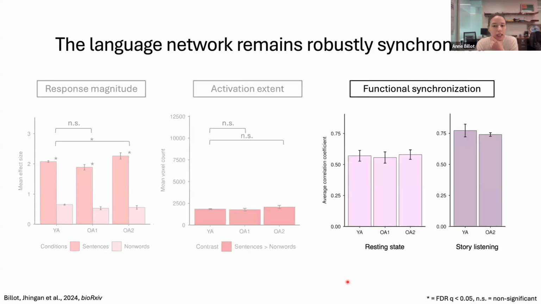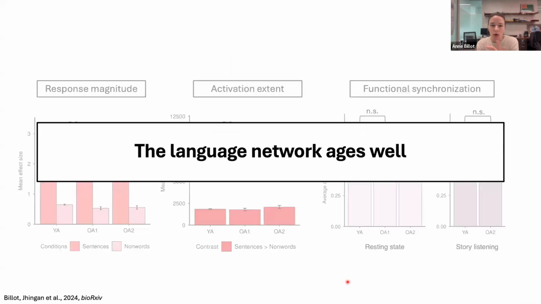And finally, we did not find any changes in the strength of synchronization between language regions as people age. Again, these results are in the left hemisphere, but were the same in the right hemisphere and between hemispheres. And in addition, we also did something that I'm not showing here on the screen, but we did not find any difference in lateralization between groups. So overall, across these results, we can conclude that the core language network seems to remain very stable as people age.